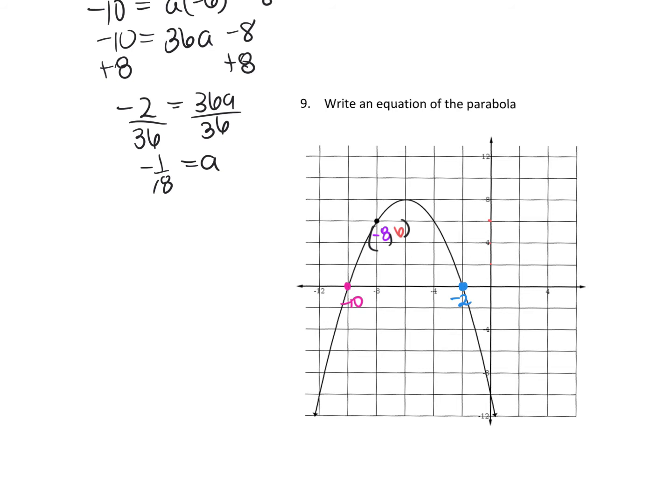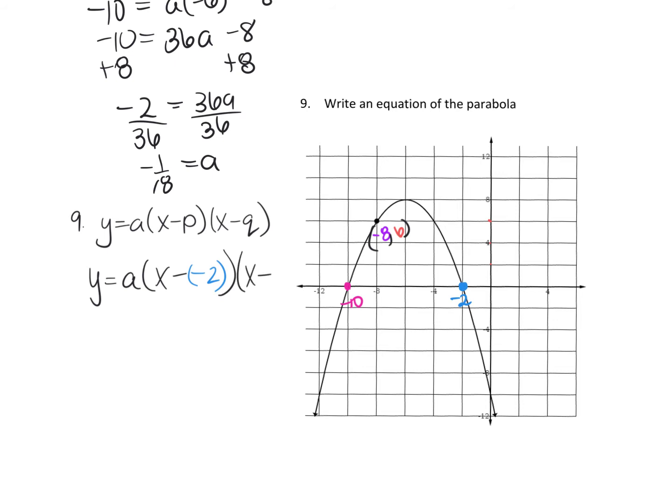Identify the point, identify what you know. I know the intercepts for sure, so I'm going to use intercept form. y equals a times x minus p times x minus q. So I like to plug in p and q first. x minus -10. Oops, my blue point is -2. Again, it doesn't really matter. And x minus -10. So that becomes y equals a times x plus 2 and x plus 10.